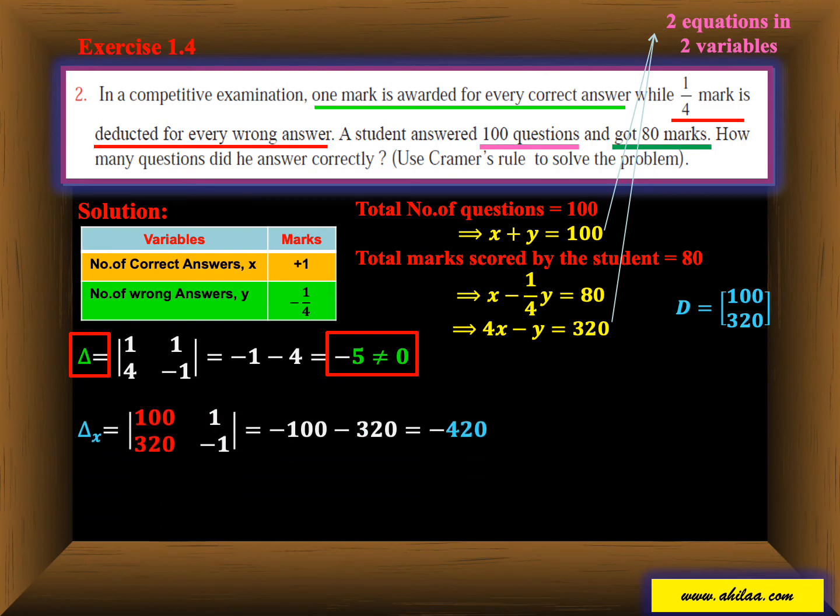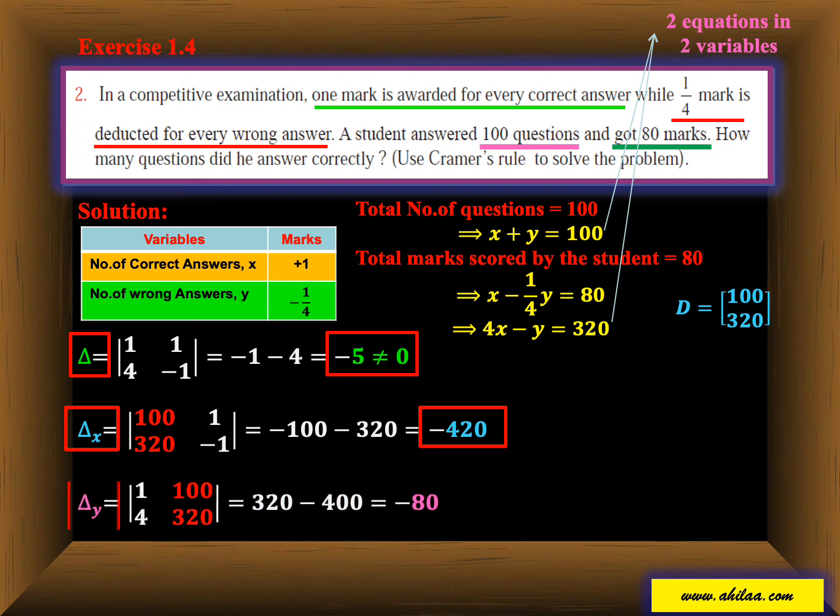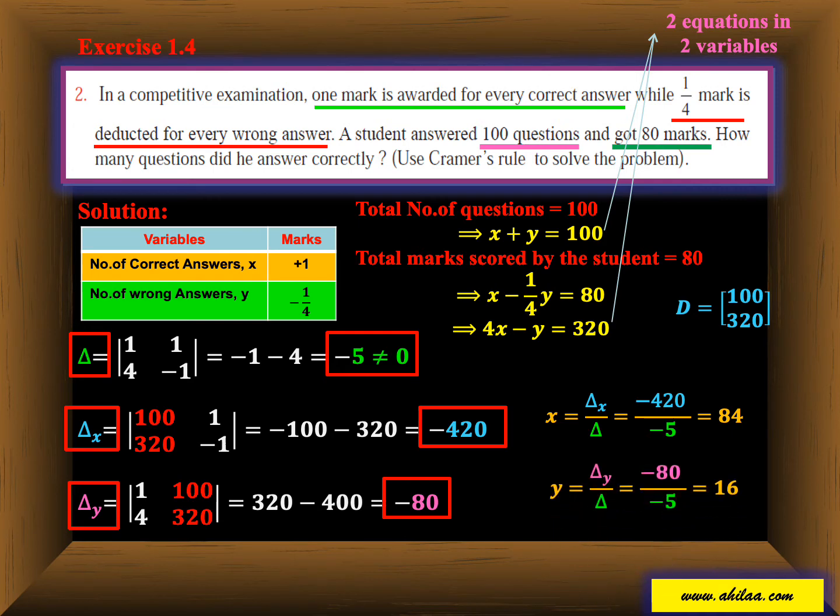So then find delta x. Replace the first column by D. Here we are getting delta x value as minus 420. Similarly, find delta y. Replacing the second column by D, we are getting minus 80. Now go for finding the solution. x equal to delta x by delta, which is minus 420 by minus 5, that is equal to 84. y equal to delta y by delta equal to minus 80 by minus 5, that is 16.